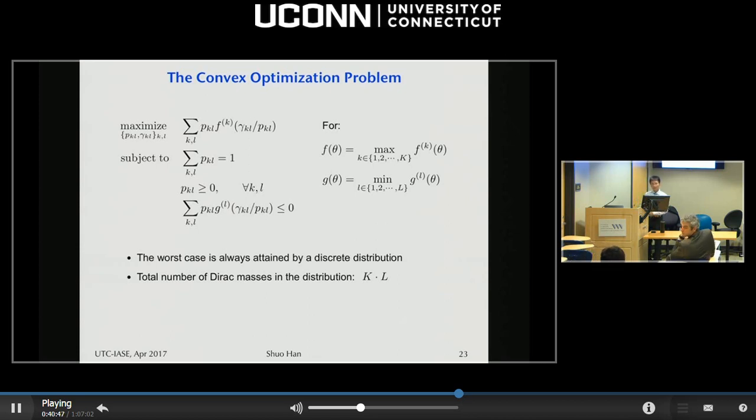So how do you represent those distributions? I'm assuming that you're using optimization tools, so you would have to somehow represent it in a finite way, right? No, that's the main message.